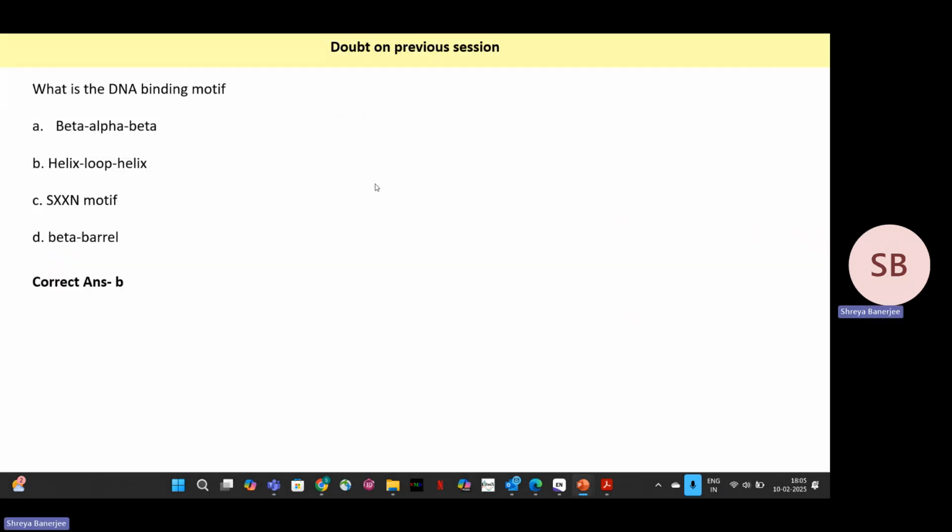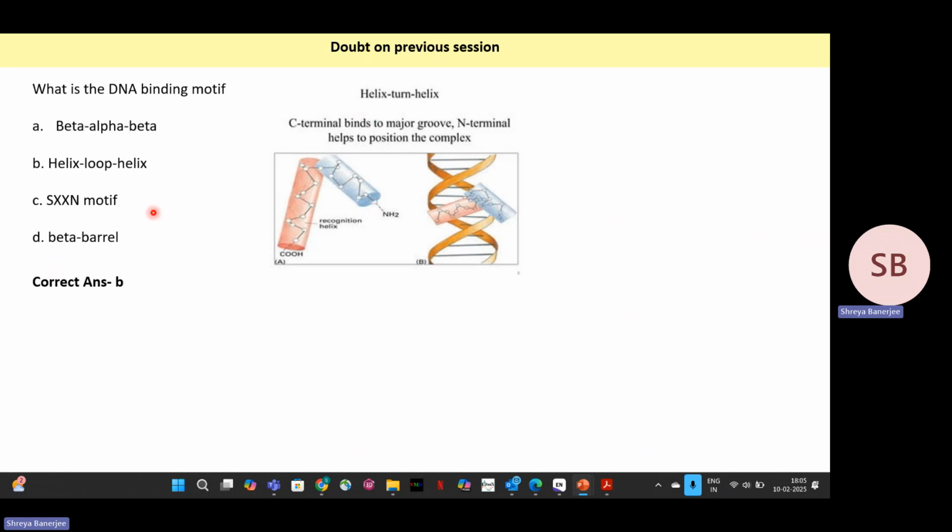Yeah, so what I was saying is that the answer was clear that it is the helix loop helix, which is the DNA binding motif. In the helix loop helix, there are two helices connected by a turn. The C terminal helix is the recognition helix, which binds to the major groove of DNA, and the N terminal helix helps to position the recognition helix. So that was clear, but the question was asked: what is the SXXN motif? So I thought I'll also discuss the other three options, which are different secondary structures.